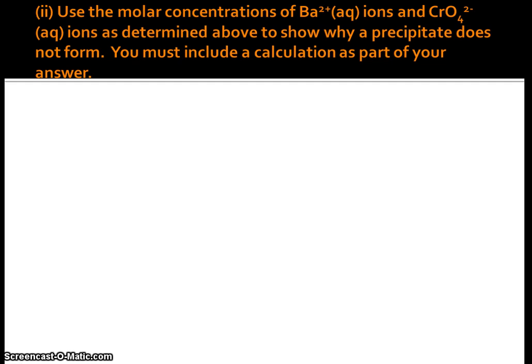2. Use the molar concentrations of Ba2+ ions and chromate 2- ions as determined above to show why a precipitate does not form. You must include a calculation as part of your answer.